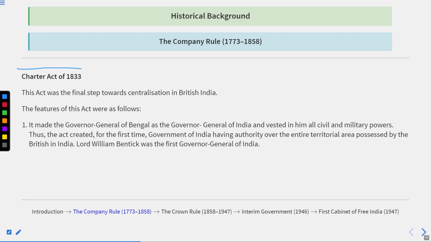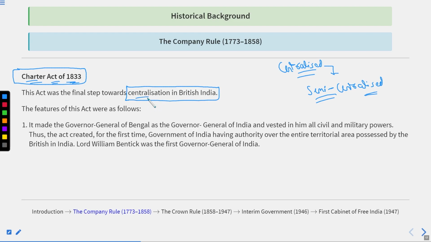So now we are going to start with the Charter Act of 1833. All right. This act was the final step towards centralization in British India. It means that first the British emphasized centralization. Thereafter, they provided some liberty, and you can say they promoted a semi-centralized structure. Why? Because, as we had seen, they had granted powers to the local governments for imposing taxes and tariffs. So in the Charter Act of 1833, they again started the emphasis towards centralization in British India.